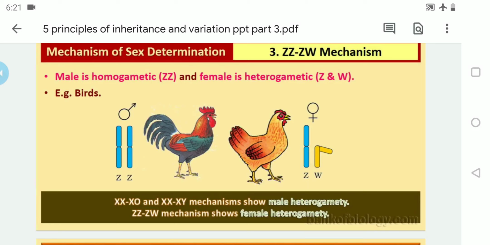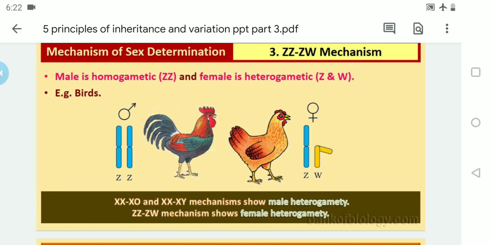After that, let us discuss female heterogamety. Okay, so here in this case what will happen? In this type, the female is heterogametic, that is ZW, and the male is homogametic, ZZ. The female is heterogametic, that means it produces two types of allosomes. What about the male? The male produces homogametic gametes.